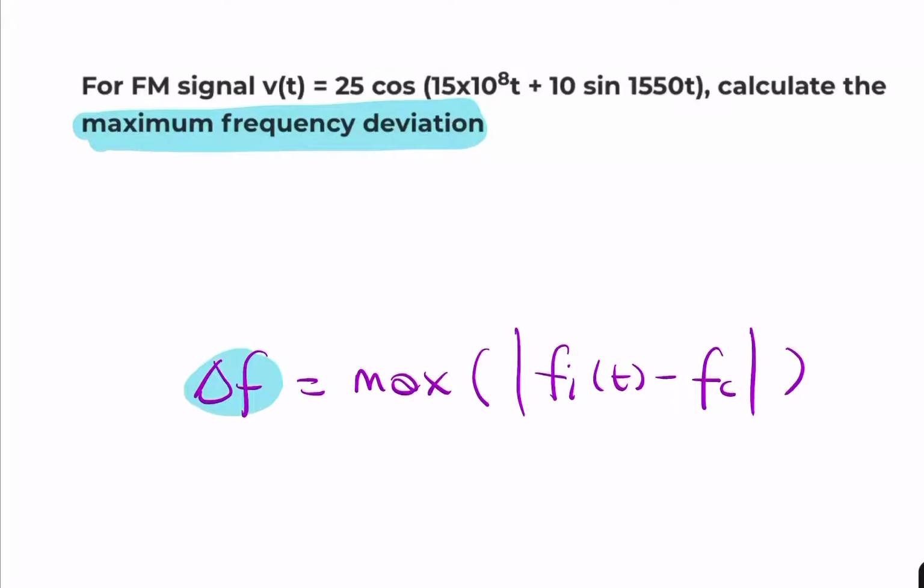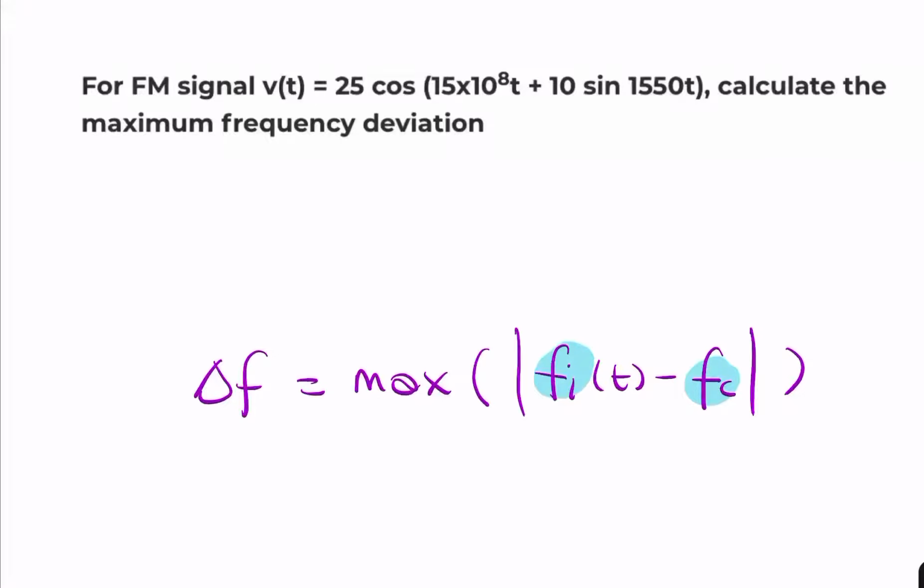So that's your frequency deviation. Sometimes we just call it the frequency deviation without necessarily having to say maximum. So what do we need to find? We need two things. We need to find the instantaneous frequency and we need to find the carrier frequency. So the carrier frequency is right there. It's that value divided by 2 pi, but it's the instantaneous frequency that we need to find.